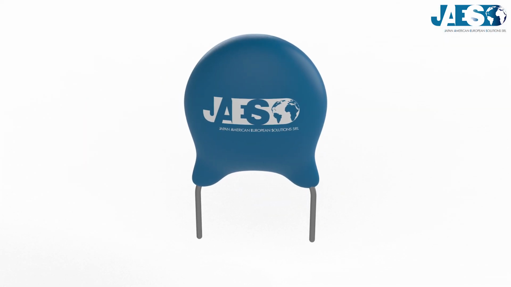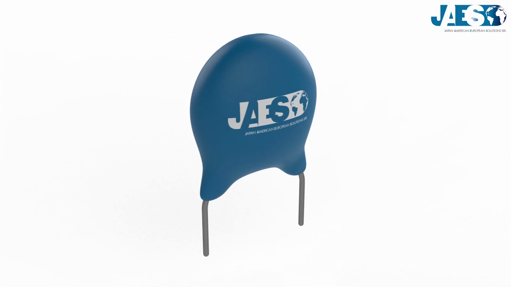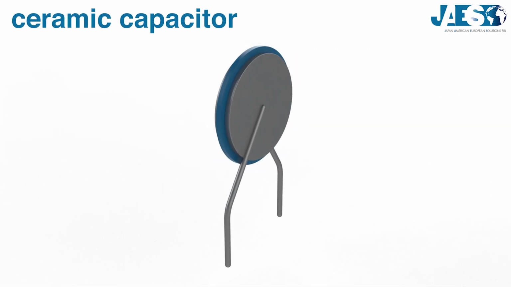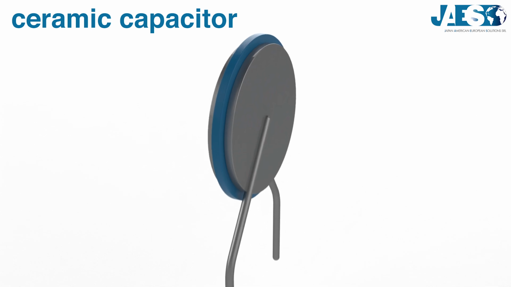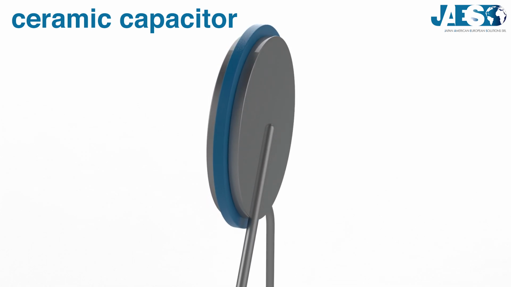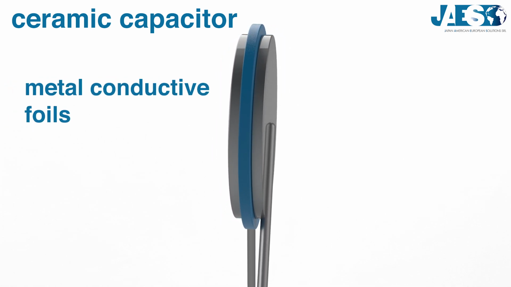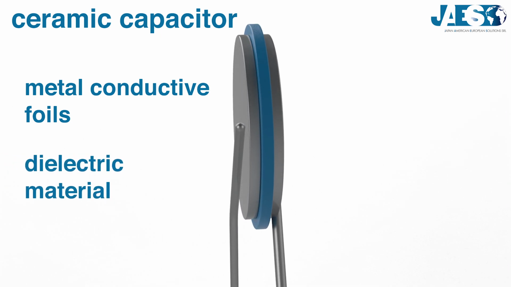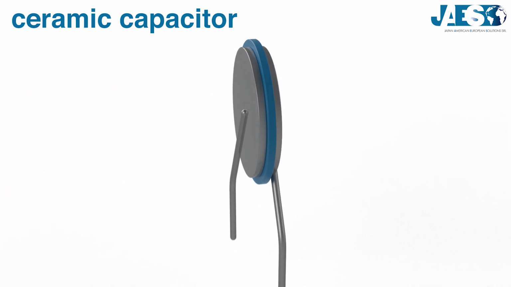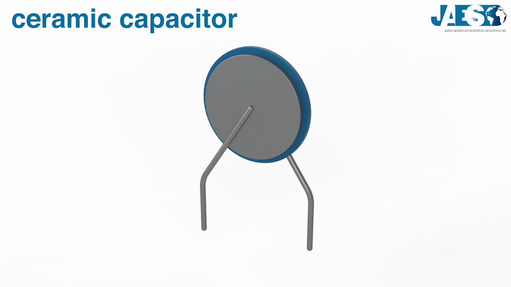One of the most common and simple capacitors is the ceramic capacitor. It is disc-shaped and its dimensions are under 1 centimeter. It's made with two metal conductive foils, separated by a foil of dielectric insulating material. They can accumulate very low charge.